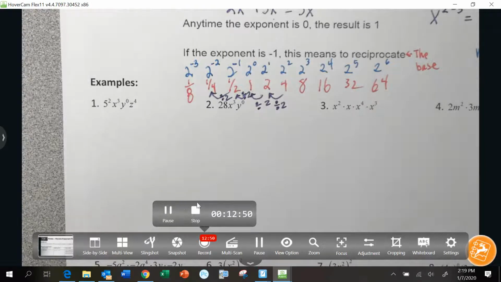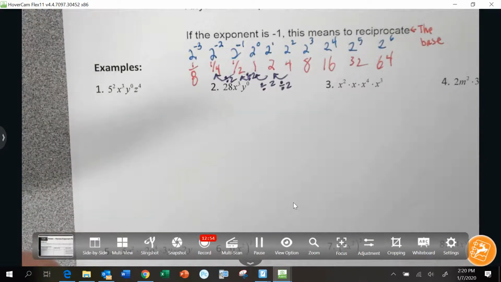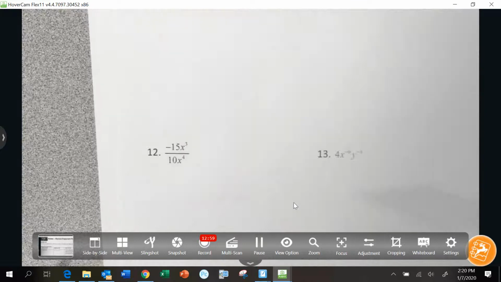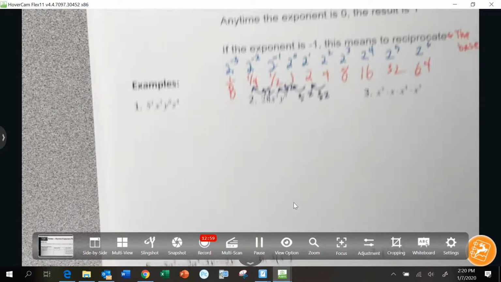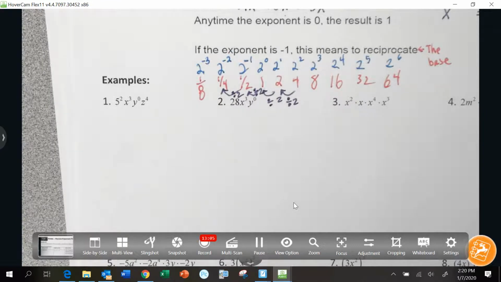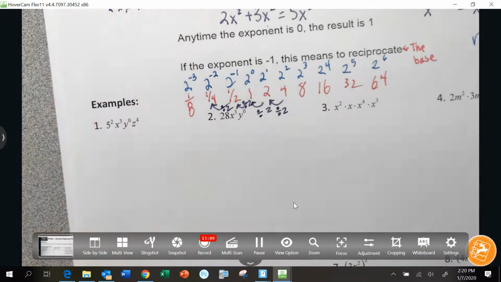Okay, now we're going to knock out some examples. So example 1, you will notice for these examples, if you look through them real fast, none of them have addition or subtraction. It means that this is one term. That means you can put all this stuff together. You will not be distributing. You're just putting it all together.